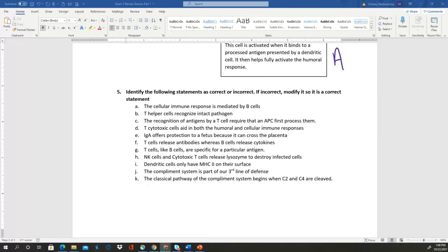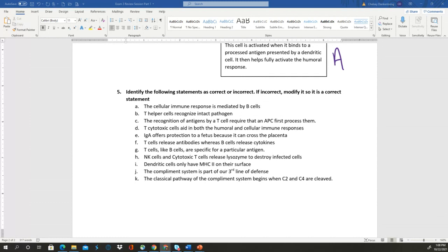The recognition of antigens by a T cell requires that an antigen presenting cell first process them. True or false? Good. That is going to be true because processing them means catching them and phagocytosing them, right? They have to digest it before they can present it. So good job.